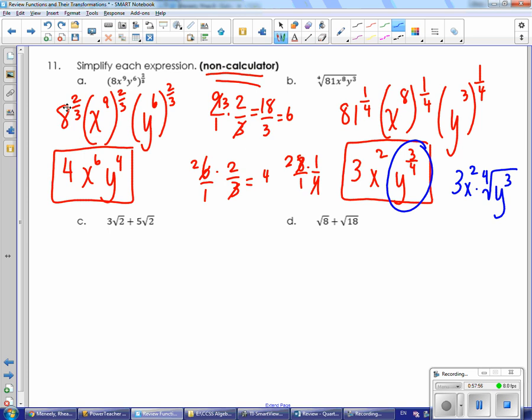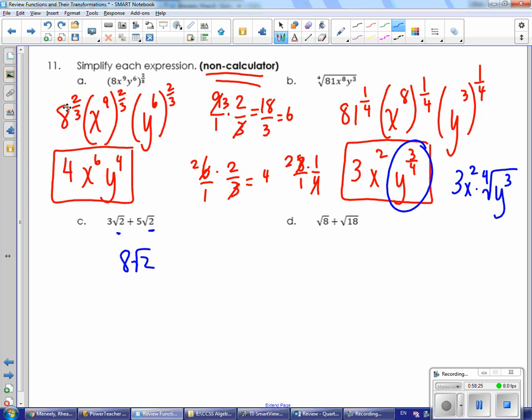In letter C and D, you're adding radical expressions. In letter C, the two expressions are the same. So we've got 3 square roots of 2 plus another 5 square roots of 2. Since these two quantities are the same, I can add them together. If I have 3 square roots of 2 and I give you another 5 square roots of 2, that means you have 8 square roots of 2. But in letter D, I cannot combine the 8 and the 18 because those two expressions are not the same. They have to be the same.